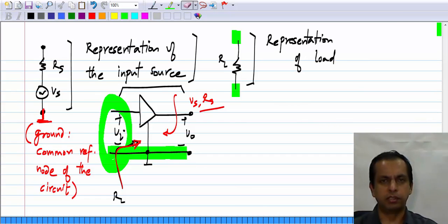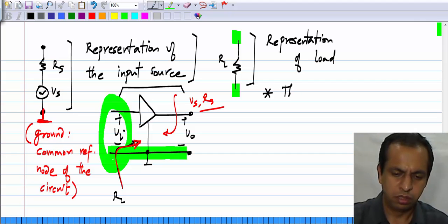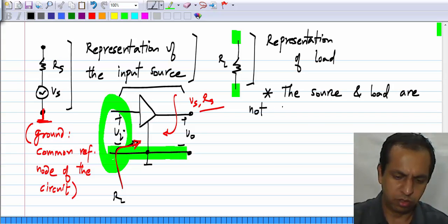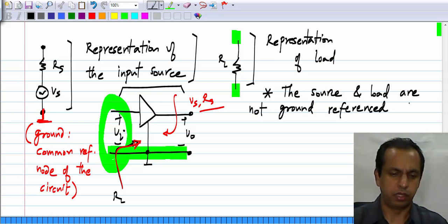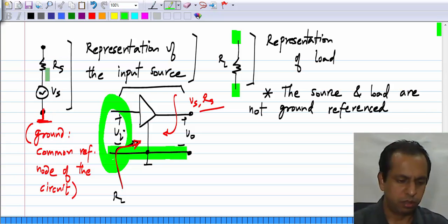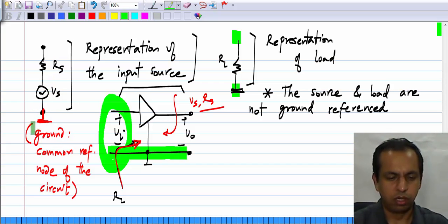The two problems are that the source and load are not ground referenced. Okay, that means that in reality the load resistance RL must have one of its terminals connected to ground, and the source voltage has to have one of its terminals connected to ground, and in our topology this is not the case.